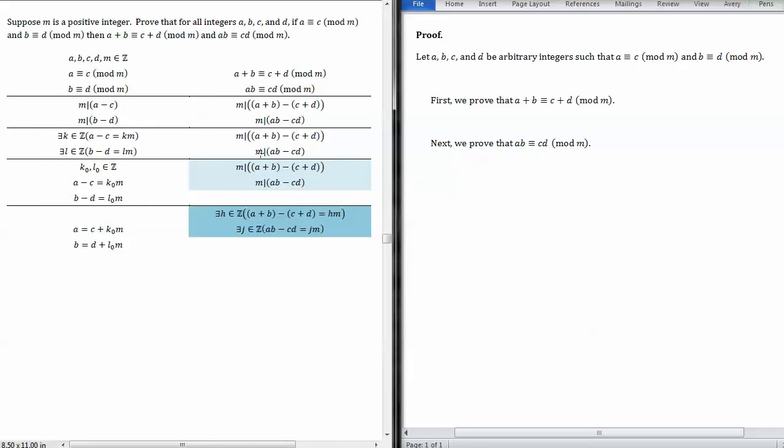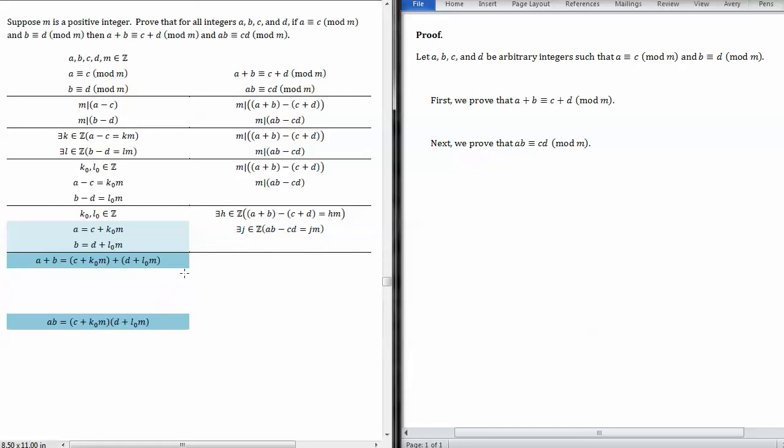In the meantime, let's write out what we're trying to show here. These divisibility statements basically mean that we have an h and a j such that these differences are h times m and j times m. And now to get our a plus b, we can just add these two equations, and we get that. We're also going to have an a times b, and for that we would multiply the left sides and the right sides to get this.